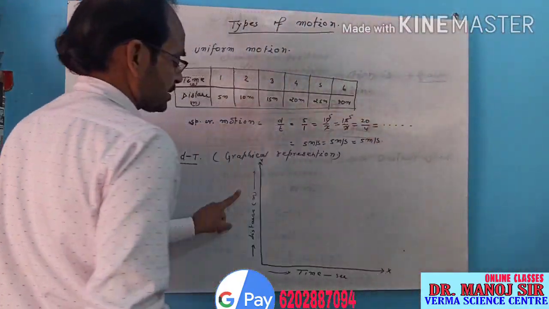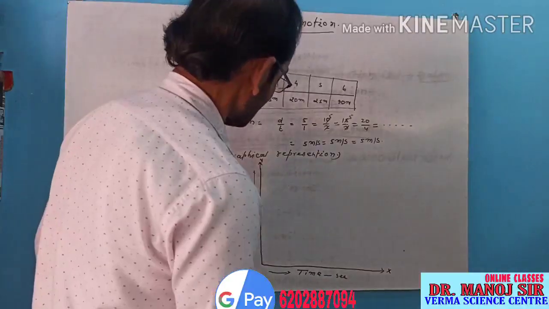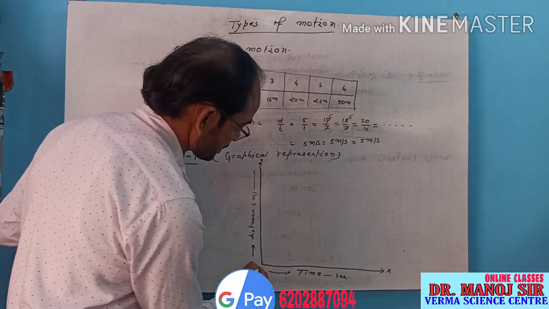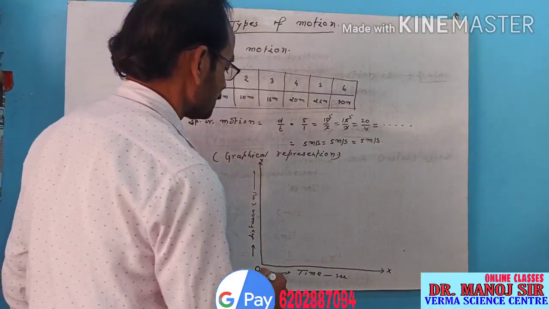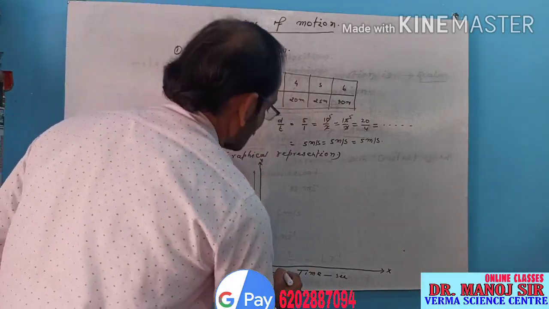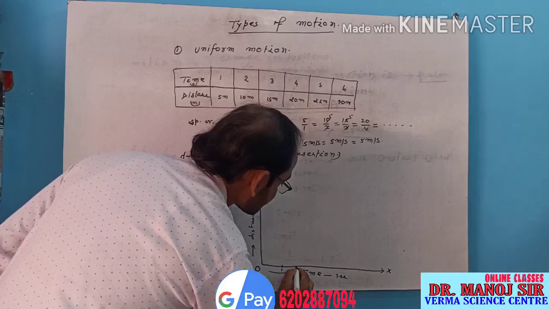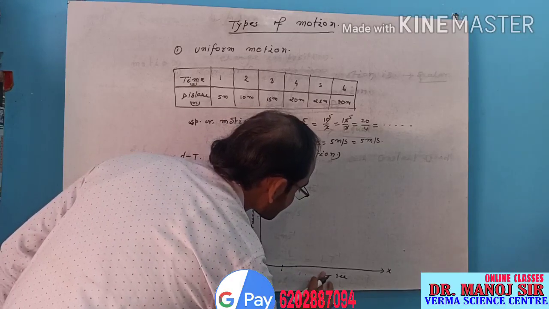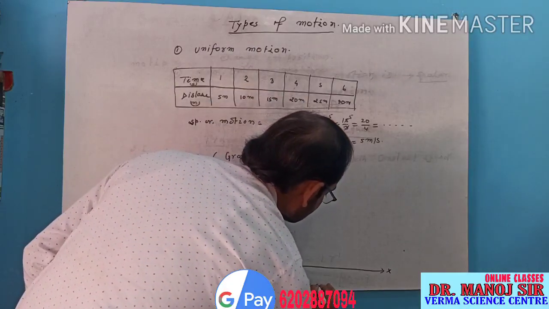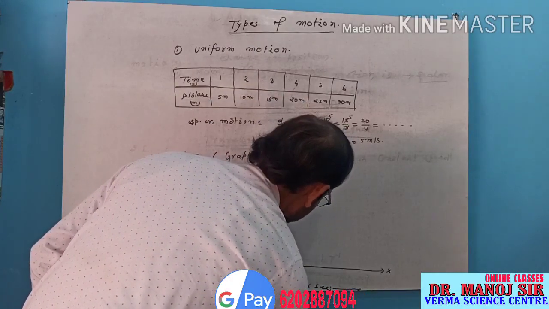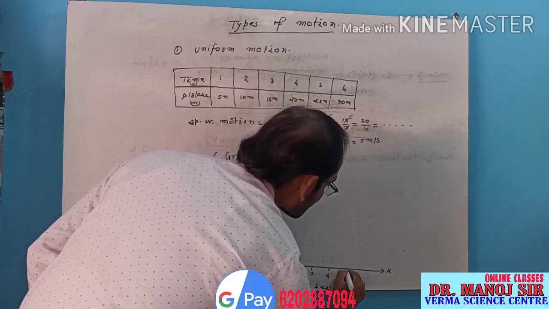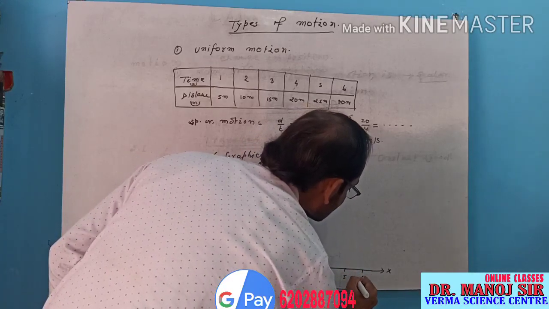Distance is taken on the y-axis and time is taken on the x-axis, where both axes join at the origin O. Now, on the x-axis, according to the table, we indicate 1 second, 2, 3, 4, 5, 6.